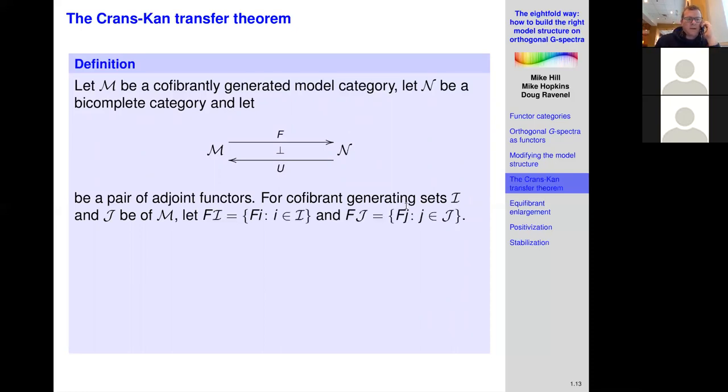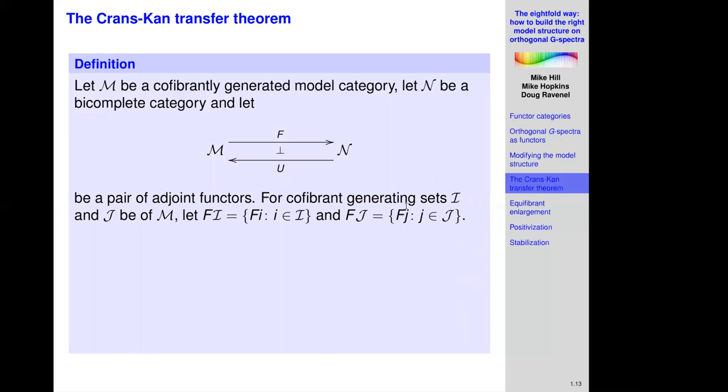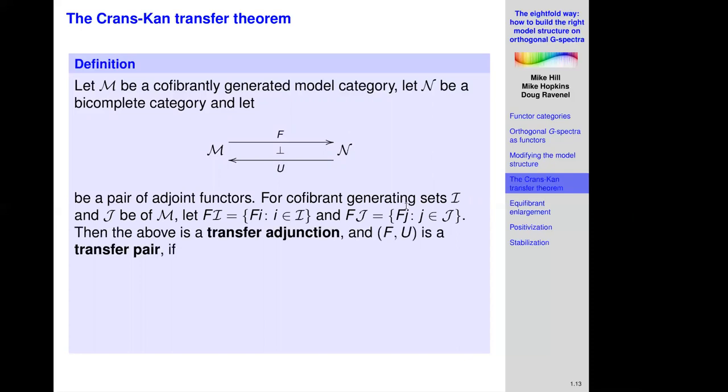And so I can apply F to those and get morphism sets in N. I want those morphism sets to permit the small object argument. So this is a technical condition about model categories. I want to be able to do the equivalent small object argument in N with these morphism sets.